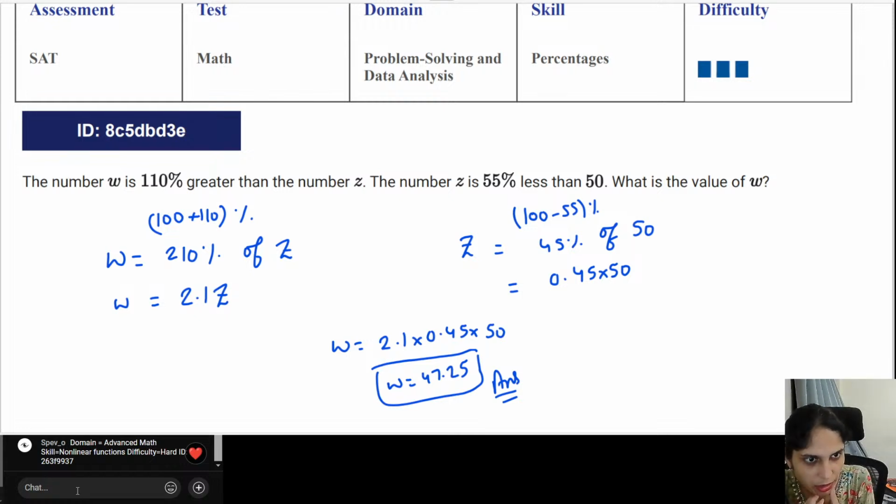Got it, Spev. We'll cover this at the end of the class. We've done nonlinear functions before, but I will cover this particular question again for you. Now, after 38, we have 43.